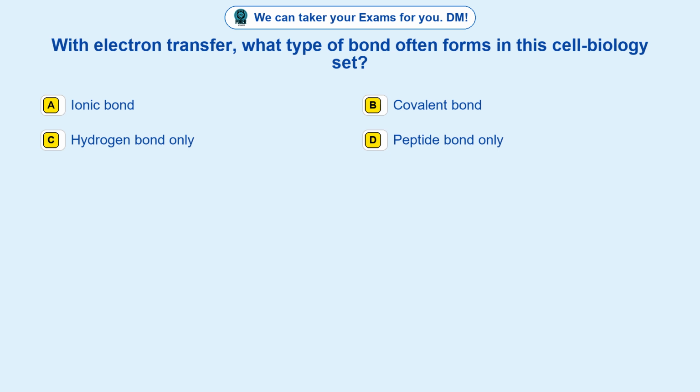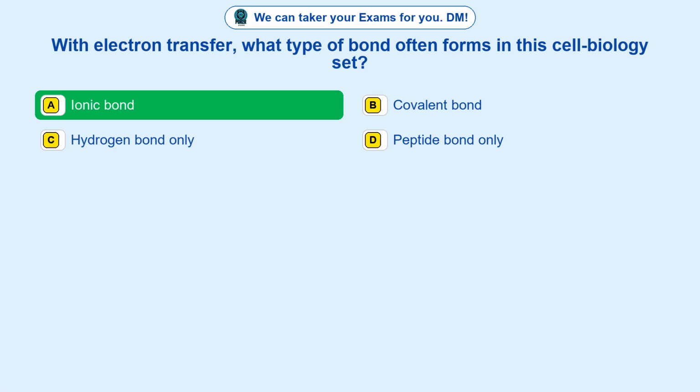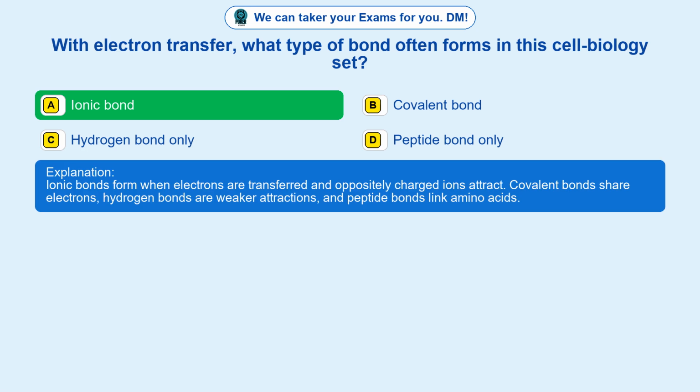Question 33. With electron transfer, what type of bond often forms in this cell biology set? Option A, ionic bond. Option B, covalent bond. Option C, hydrogen bond only. Option D, peptide bond only. The correct answer is option A. Ionic bond. Ionic bonds form when electrons are transferred and oppositely charged ions attract. Covalent bonds share electrons, hydrogen bonds are weaker attractions, and peptide bonds link amino acids.